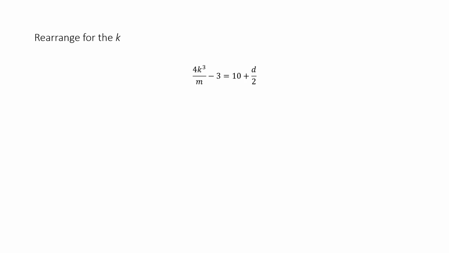Remember that we have to use the inverse operation to move something or cancel something from one side and move to the other. And whatever you do, you have to apply to both sides. So what is the first thing to do?